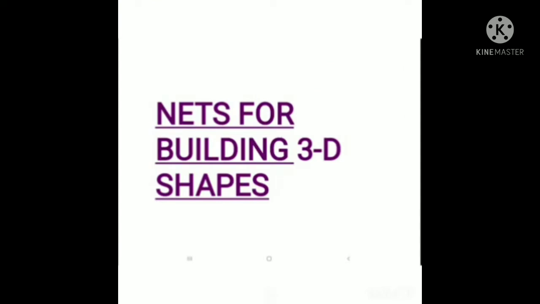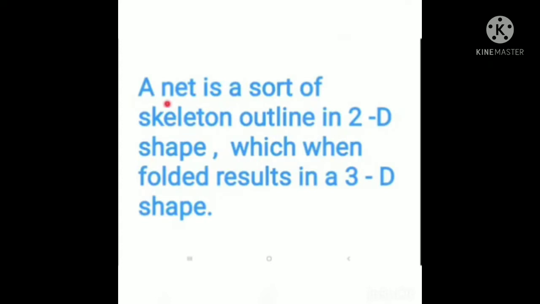Nets for building 3D shapes. So what do you mean by nets, and what are the nets for 3D shapes, that means solid shapes? A net is a sort of skeleton outline in 2D which, when folded, results in a 3D shape. That means in order to make a 3D shape or a solid shape, the rough outline, or in other words the skeleton, is known as a net.